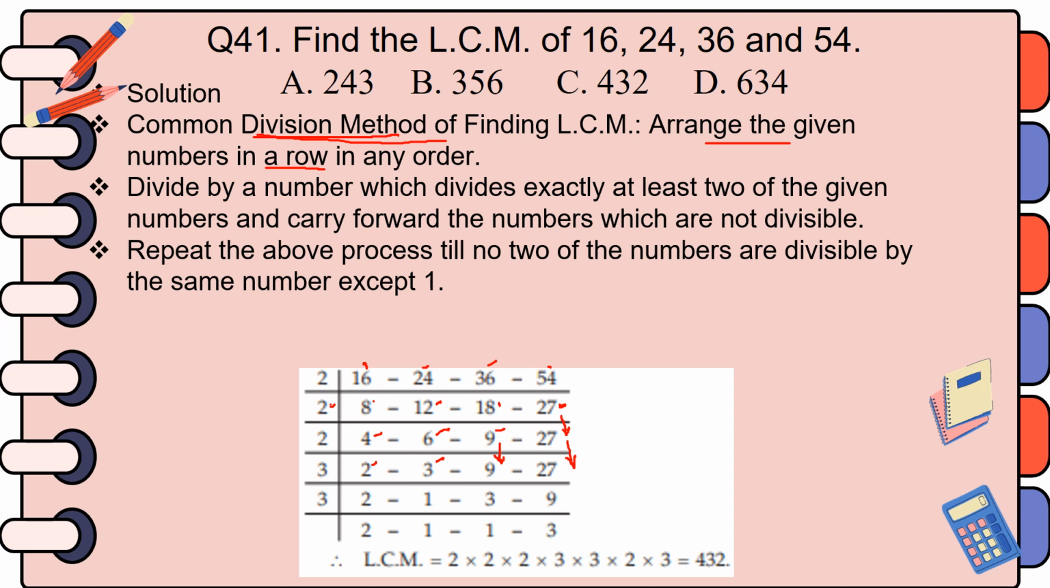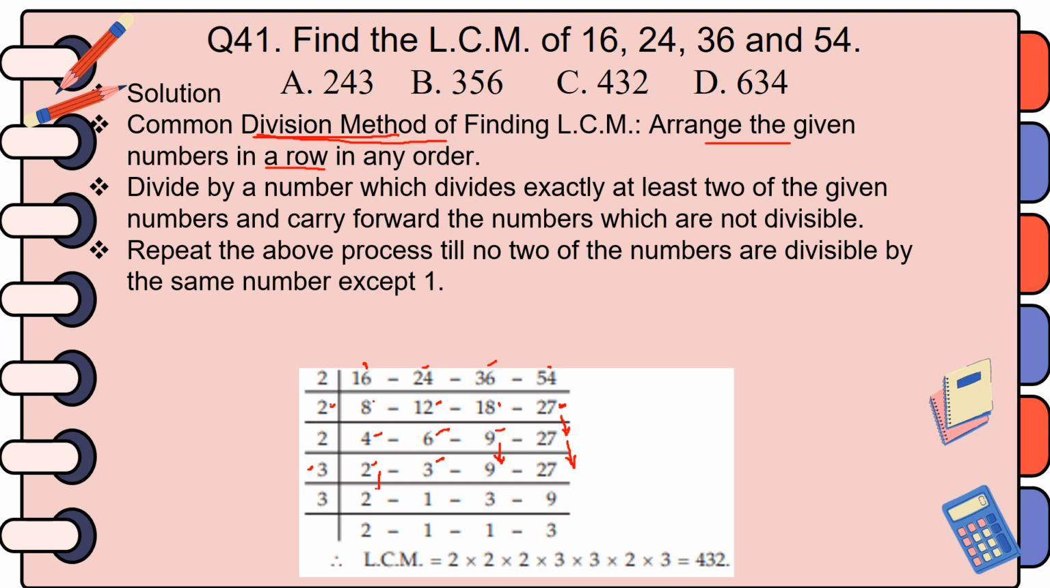Among these numbers, find at least 2 of the numbers which can be divided by a certain prime number. Take 2 and 3. Do they have any common divisor? No. Take 3 and 9. Do they have any common divisor? Yes. They can be divided by 3. So take 3 here, and 2 cannot be divided by 3, so simply forward it to the next stage.